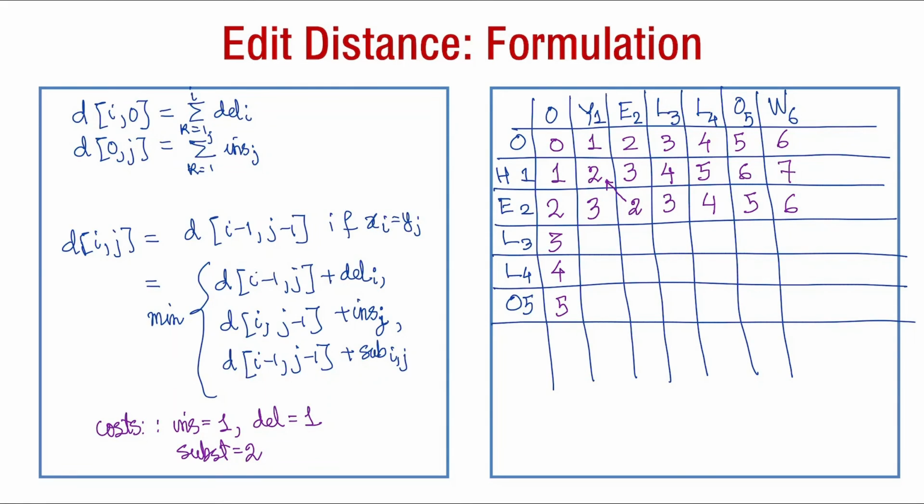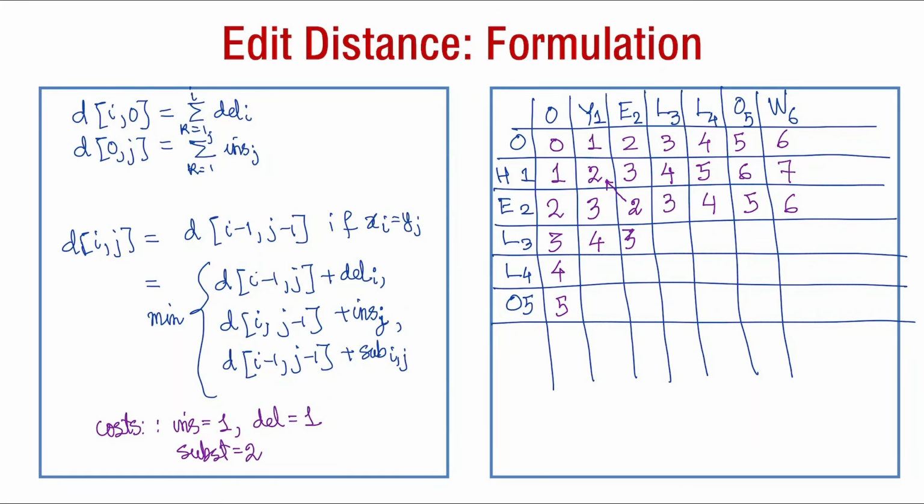Now L, so here again this will become 4 because L does not match with Y. Sorry, this will become 3, because it will come from the top, whereas this came from here. This row, L and E, will come from the top, one more element will come from the top, and an insertion will happen.